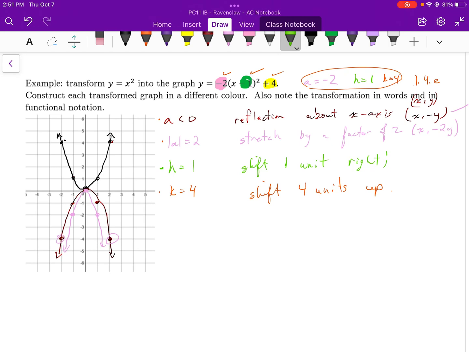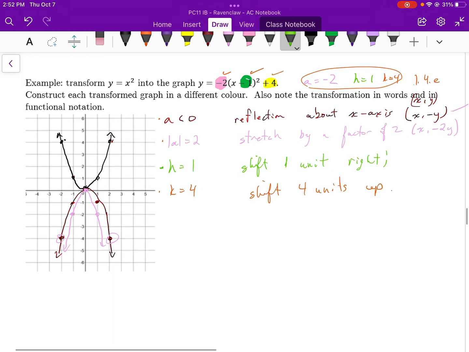h is equal to 1. We're going to shift all the points 1 unit right. So the point at (-1, -2) will move to (0, -2). The point at the origin, (0, 0), moves to (1, 0). The point at (1, -2) moves over to (2, -2). So this parabola now has the same shape, but just moved over.